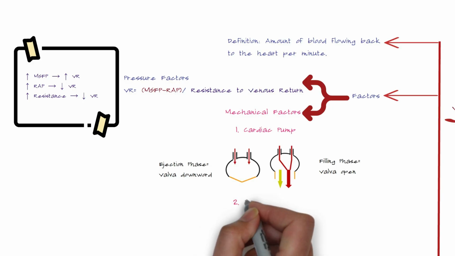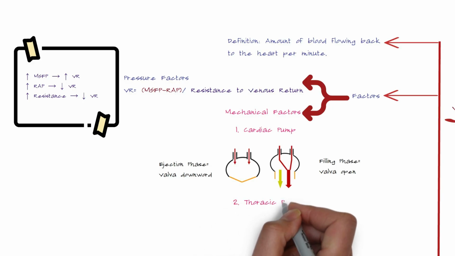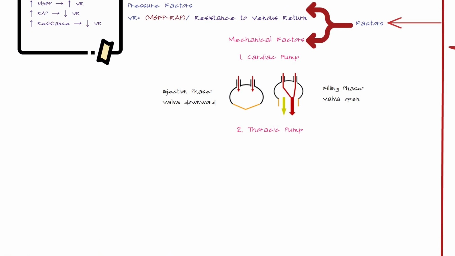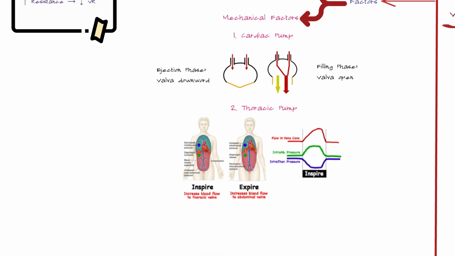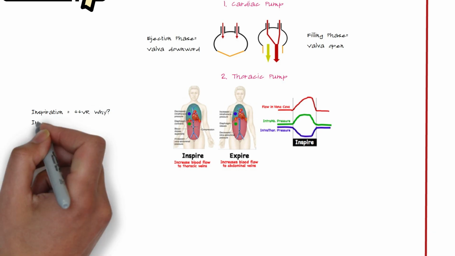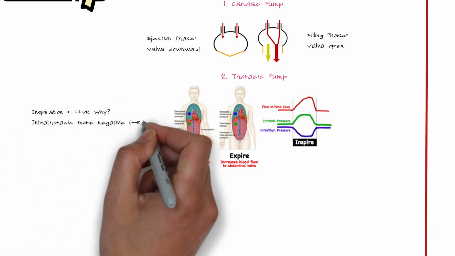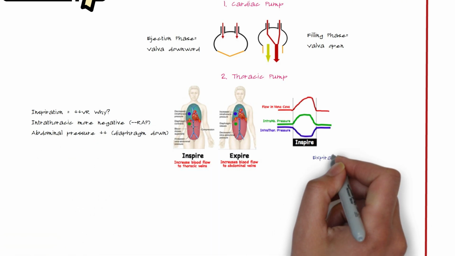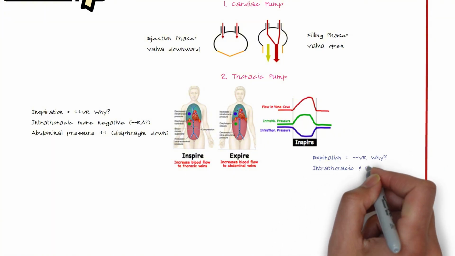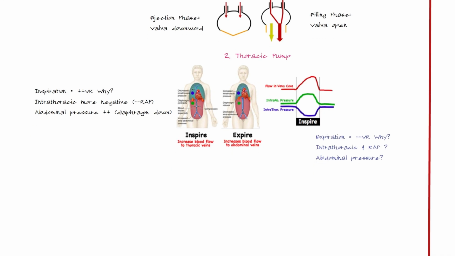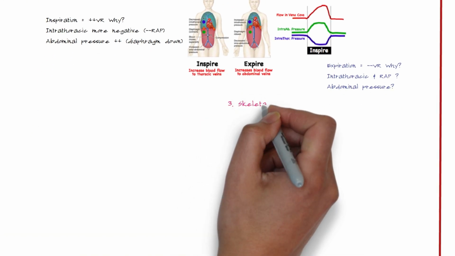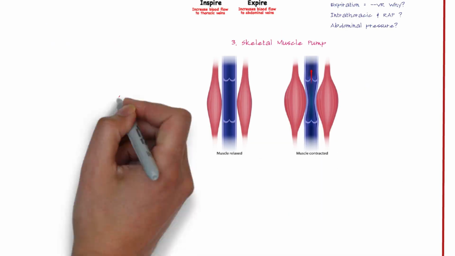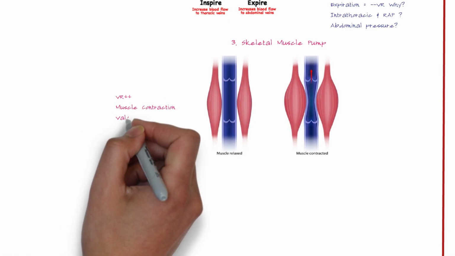Thoracic pump, this occurs during breathing. During inspiration, the intrathoracic pressure becomes more negative. This decreases the right atrial pressure, increasing the venous return. The vice versa occurs during expiration, in which the negativity decreases and the abdominal pressure also decreases, so the venous return decreases due to the increase in the right atrial pressure. Skeletal muscle pump, when the skeletal muscles contract, they compress the veins, so the venous valves prevent the backflow and blood moves towards the heart.